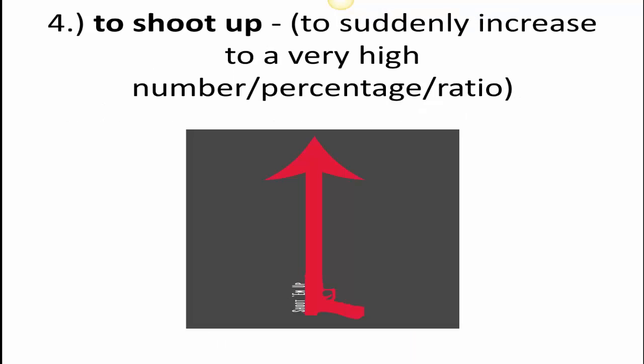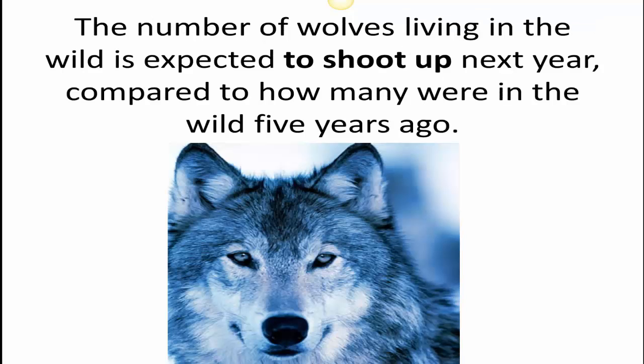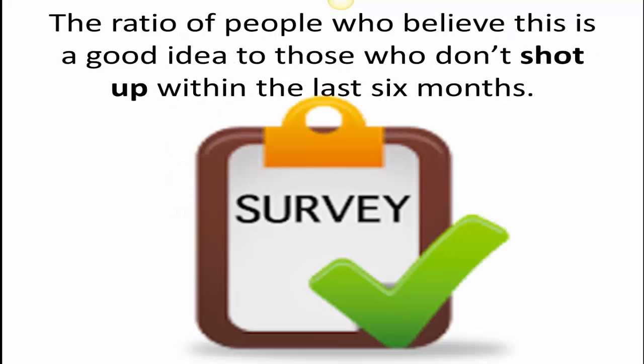The fourth one is to shoot up, which also means to suddenly increase. It refers to a gun being shot in the air or a rocket shooting up in the air. The number of wolves living in the wild is expected to shoot up next year compared to how many were in the wild 5 years ago. The ratio of people who believe this is a good idea to those who don't shot up within the last 6 months.